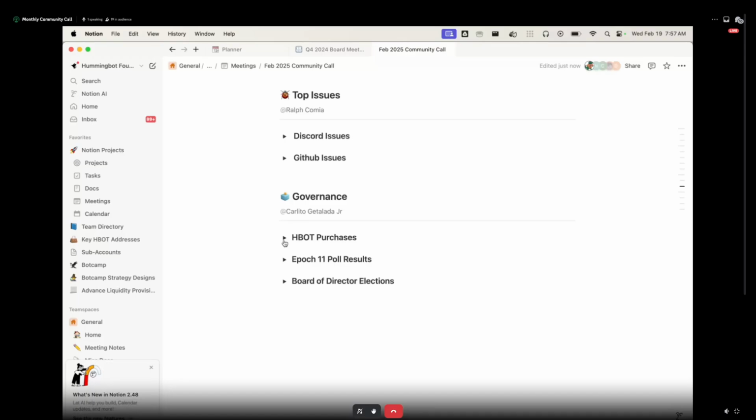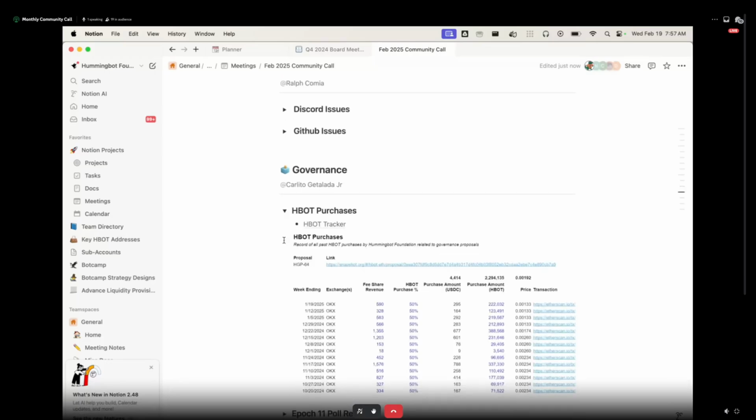Let's move on to governance, the last topic of the community call. Governance is something where we do quarterly polls where the community votes on which exchanges the code base should support and how much HBOT is allocated toward maintenance. In addition, last quarter, we also did an experiment with buying back tokens. It was a 3-month experiment where we took 50% of the fee share collected from OKX, the exchange voted on by the community, and used it to buy back HBOT tokens on a weekly basis.